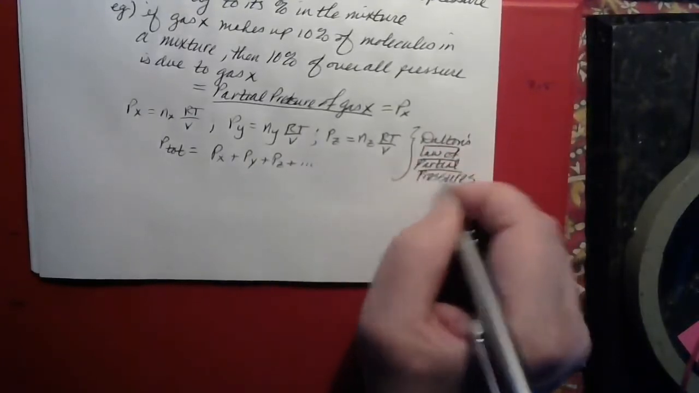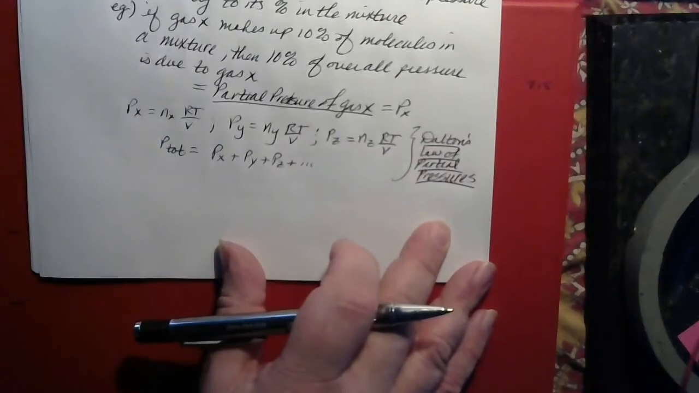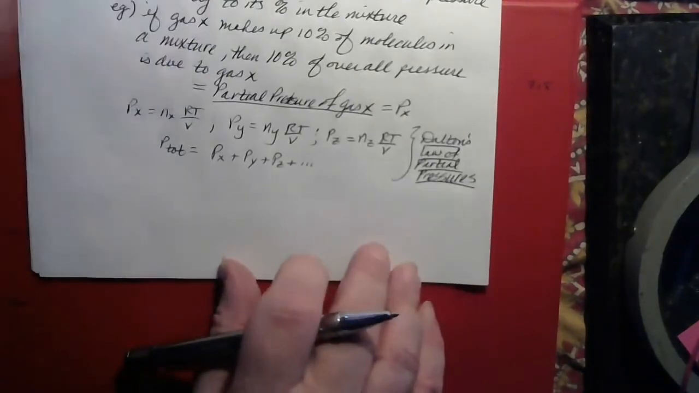And collectively, these expressions are known as Dalton's law of partial pressures. Each gas in a mixture exerts a pressure that's proportional to its percentage of molecules in the mixture, and the total pressure of a mixture would be equal to the total of all of the individual partial pressures of all of the gases in the mixture.